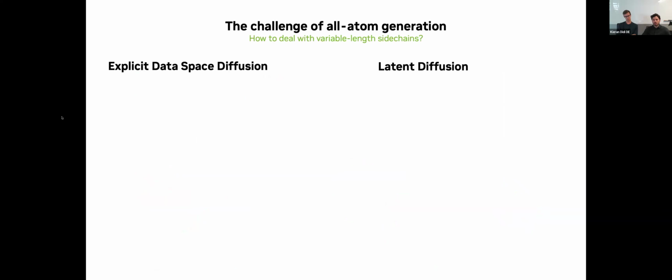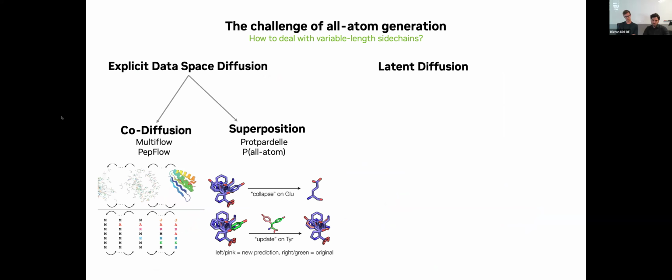So what's the current state of affairs in this atomistic design? There's basically two families of methods. On the one hand, we have diffusion models that operate explicitly in the data space. And again, this can be divided in two. First, we have the models that we call co-diffusion, that are basically running a discrete diffusion model in parallel to a continuous diffusion model. Some examples are MultiFlow, PepFlow. And what they do is the discrete diffusion model models the sequence, and the continuous diffusion model models the coordinates.